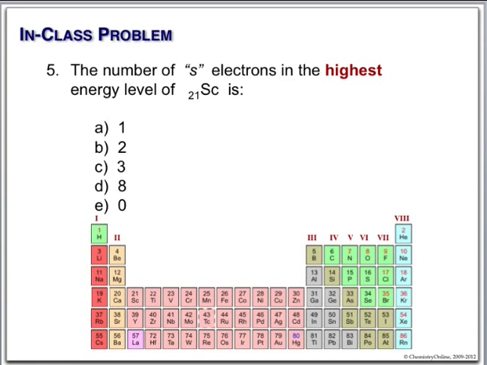Number of s electrons in the highest energy level of scandium-21 is... okay, scandium is here. Number of s electrons? Well, it sounds complicated, doesn't it? But of course it's not. How many s electrons did we put in here? 2. How simple.